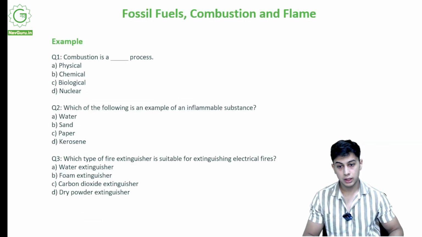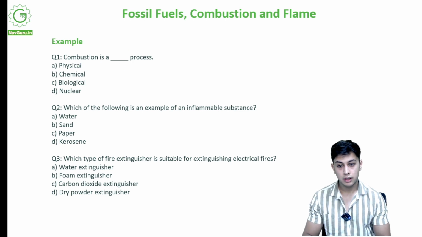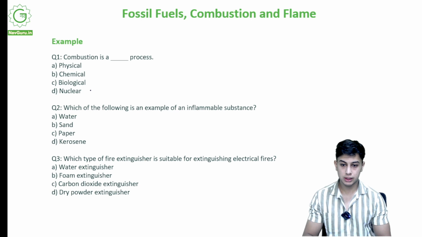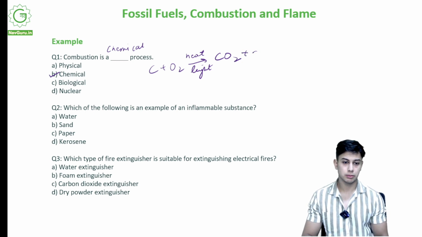So first question, combustion is a dash process. Alright, fill in the blanks. Physical process, a chemical process, a biological process, a nuclear process. Answer is B, a chemical process. Combustion is a chemical process. C plus O2 gives heat, light, and gives CO2. Alright, plus ash, some ash.